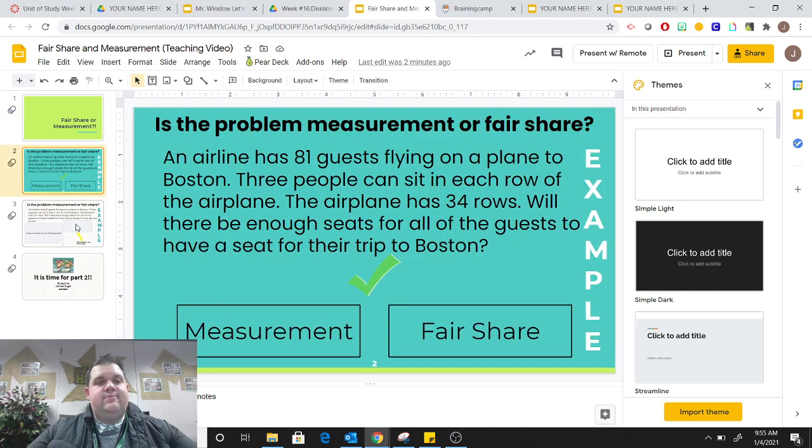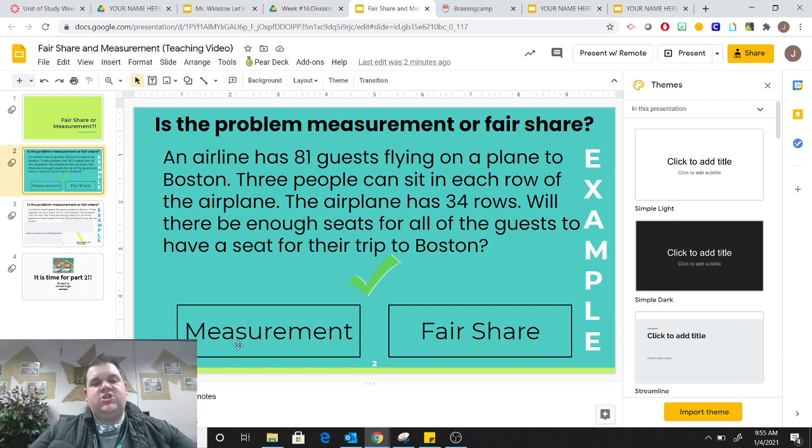So let's get started. We're going to decide, is this problem a measurement or a fair share type of problem? I'm going to read it to you now. An airline has 81 guests flying on a plane to Boston. 3 people can sit in each row of the airplane. The airplane has 34 rows. Will there be enough seats for all of the guests to have a seat for their trip to Boston?